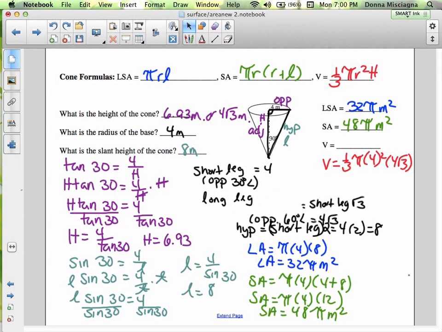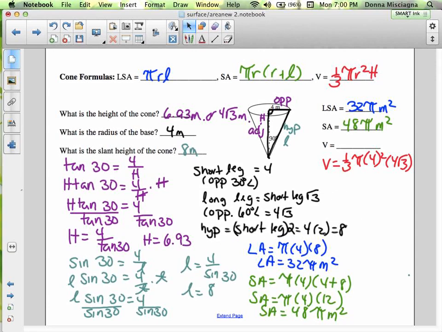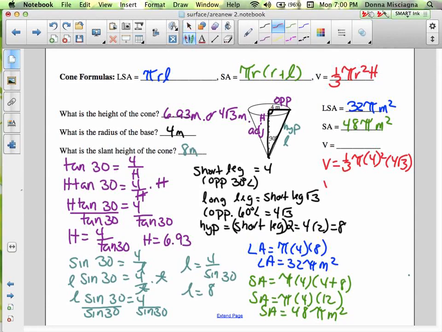If there's time, I might have us work a little bit more with those special right triangles. They're really easy. But if not, don't worry. We'll work with them in Algebra 2. Right, so volume is 1/3 times pi times 16 times 4 square roots of 3.